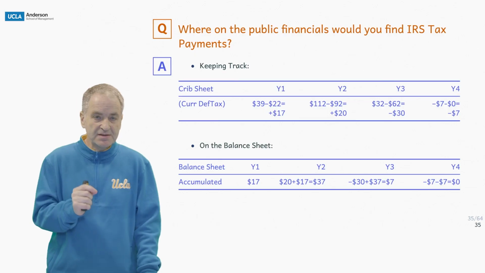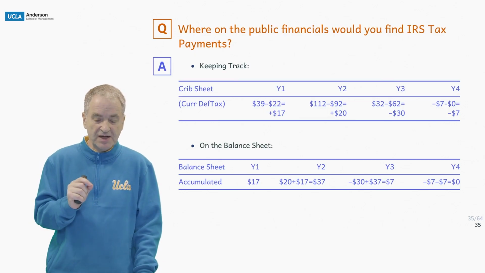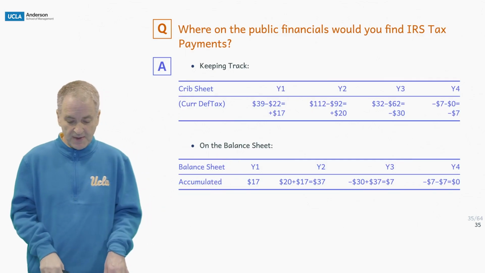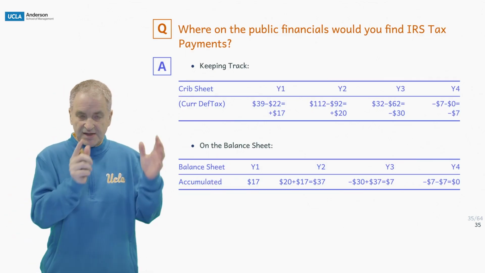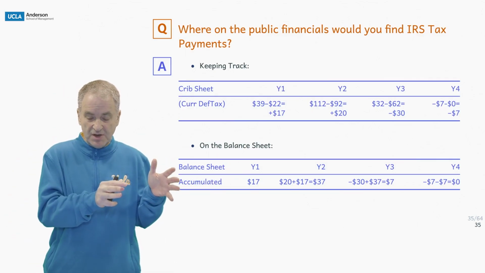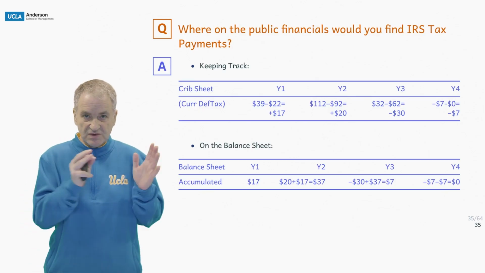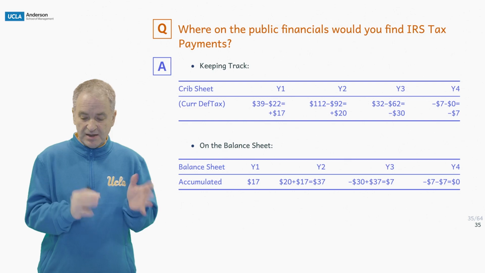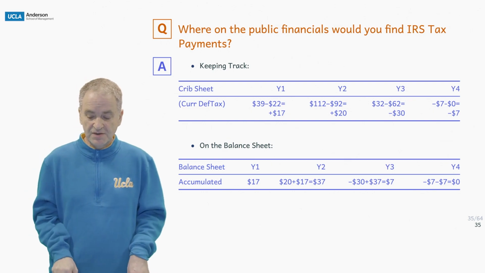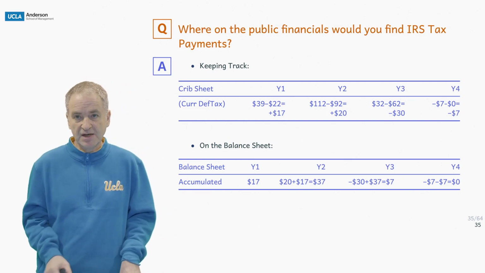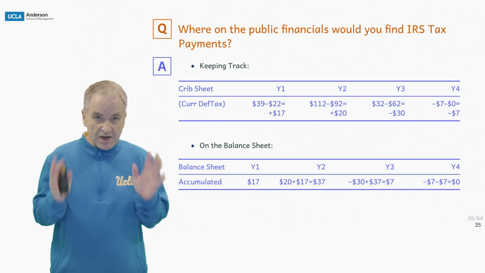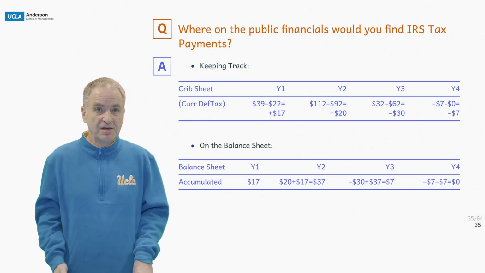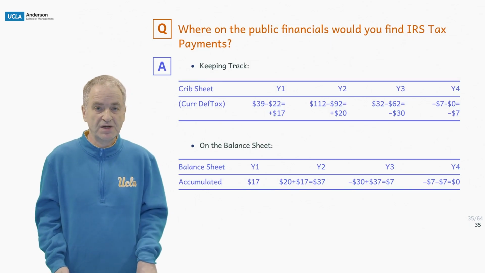What you get is the accumulated deferred tax. So it begins with the $17 in year 1. There was nothing before. But then what it does is it takes the previous accumulated number and adds it to the next number. So 17 plus 20 is going to be 37. Then I'm going to subtract out $30. Then I'm going to subtract out $7. This is what you actually see on public financial statements. On the balance sheet, the accumulated deferred tax.